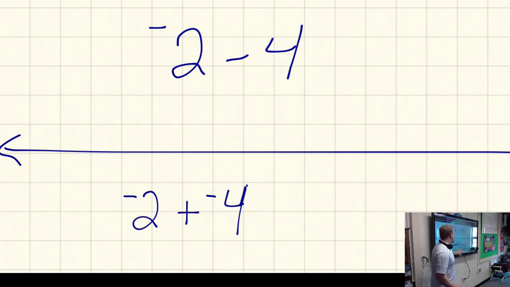This works. Anytime I change subtraction to addition with a negative, okay? Now, I look at this and I think, oh, well, that seems pretty easy. What's the answer? Isn't it 2? No. Negative 2 plus negative 4. What's 2 plus 4? 6.